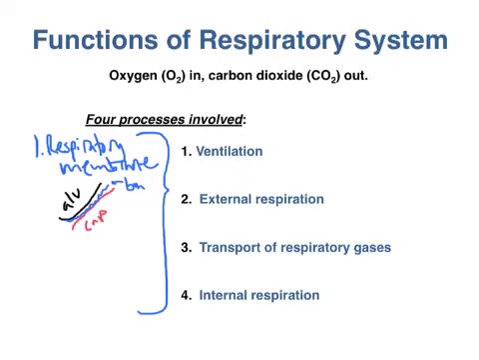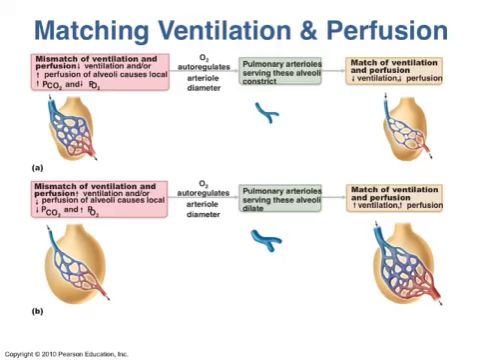The second thing that external respiration depends on is matching ventilation and perfusion. This slide illustrates what I mean by matching ventilation and perfusion. Ventilation is airflow to a single alveolus. Perfusion is blood flow to the capillary bed around that alveolus. Now, if you think about it, the whole point of sending blood to the lungs is to pick up oxygen and drop off carbon dioxide.